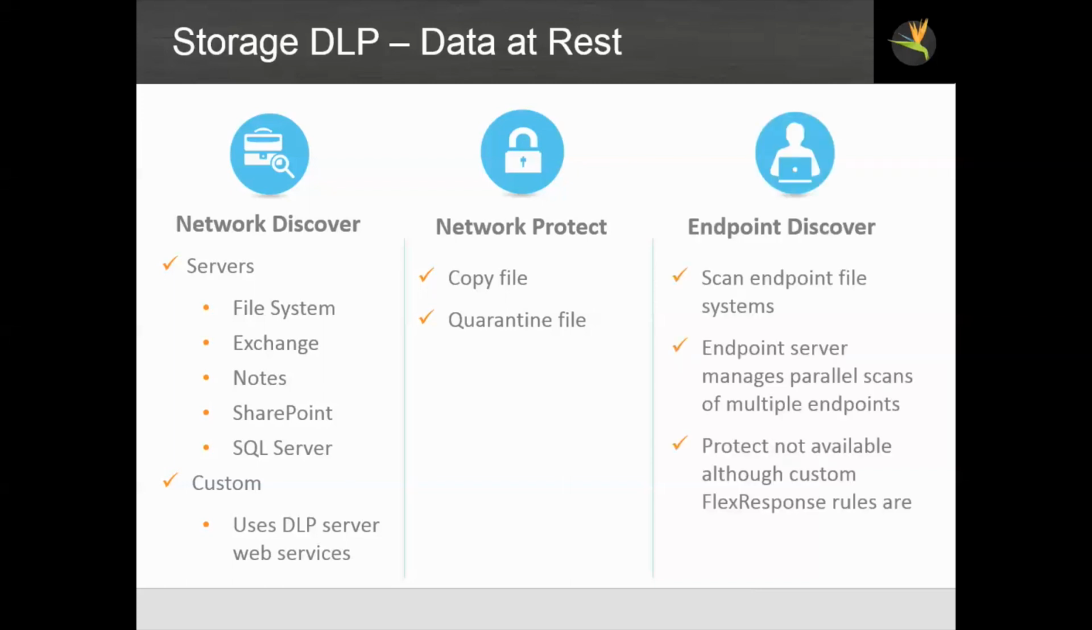Endpoint Discover uses the endpoint server that we demonstrated the last time with Endpoint Prevent to scan the file system on endpoints. The endpoint server can manage multiple parallel scans on a lot of endpoints at once. Network Protect is not available for endpoints, but you can write custom flex response rules to take action on files that are found.